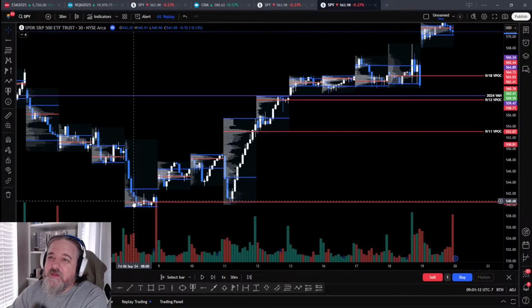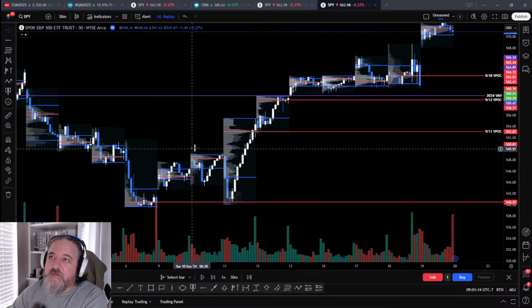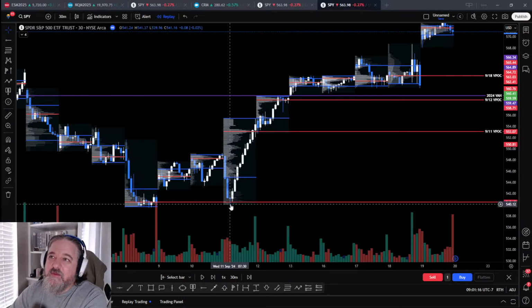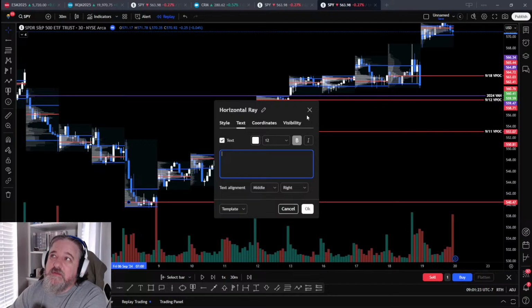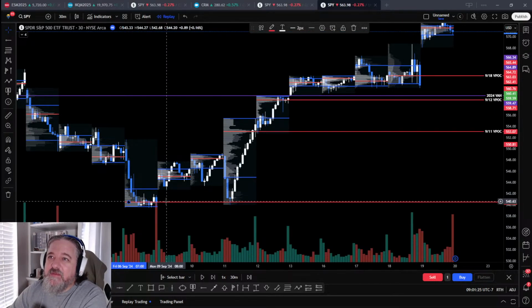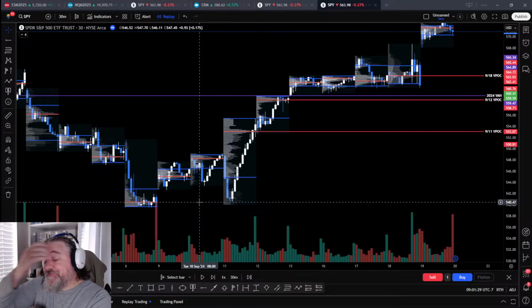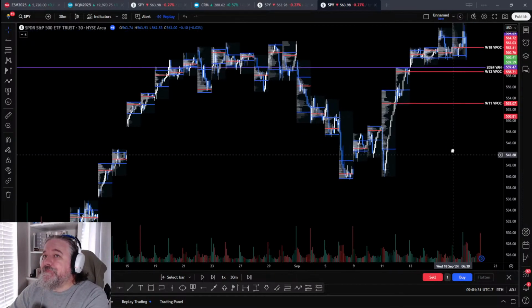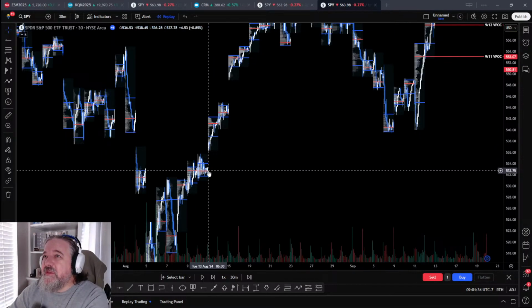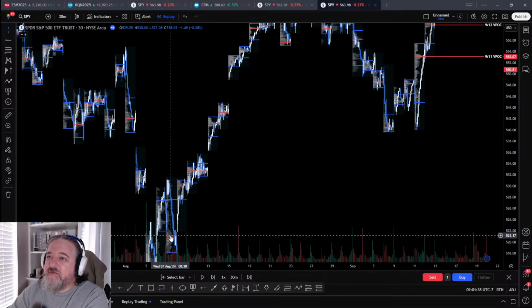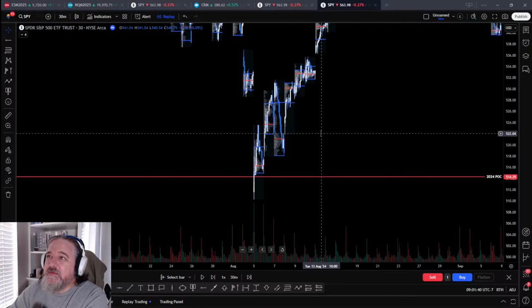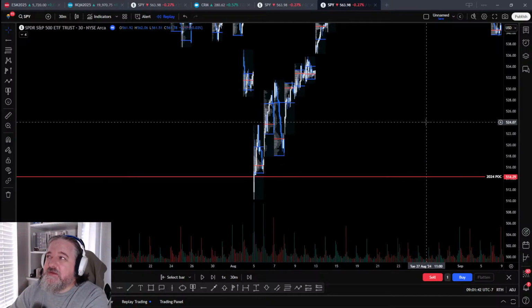So this was formed on Friday. It was a virgin POC Monday, Tuesday, and then Wednesday, right here, it got touched and would no longer be considered a virgin POC. For daily levels like this, once it's touched, I would just take it off my chart. And then you can keep going. This would be another virgin POC down here. This is another virgin POC down here. This is another virgin POC down here.